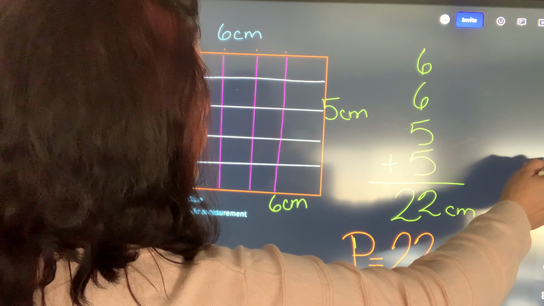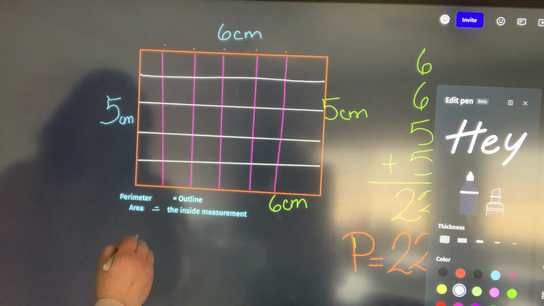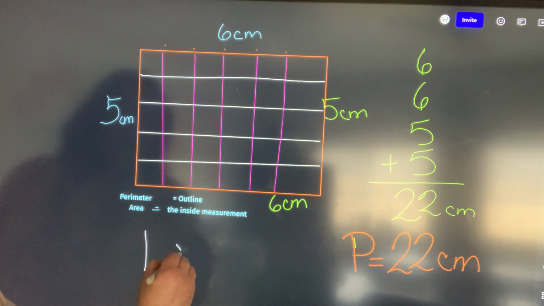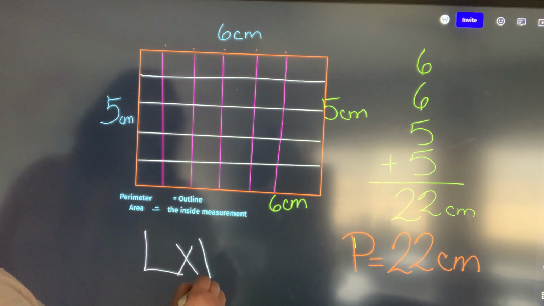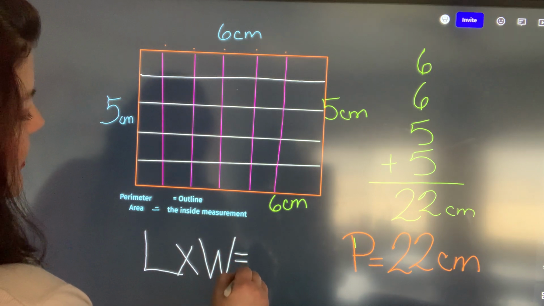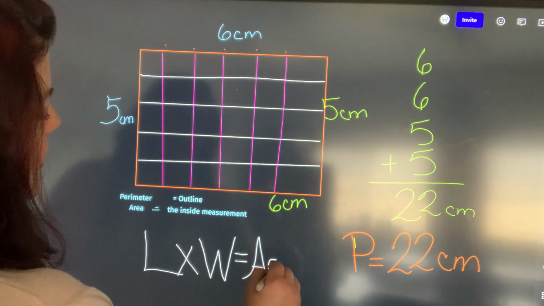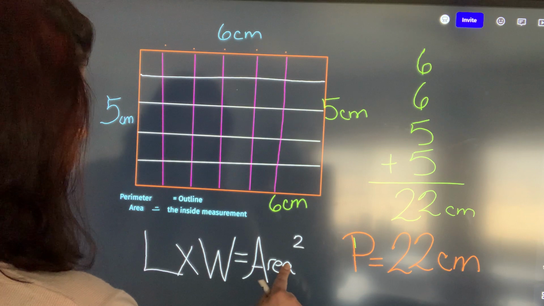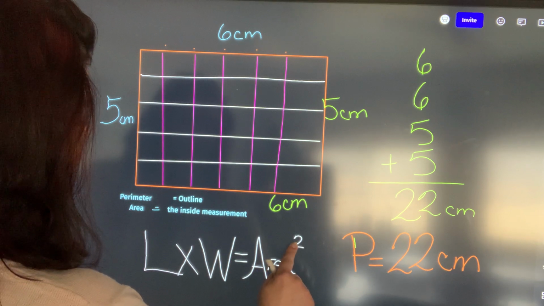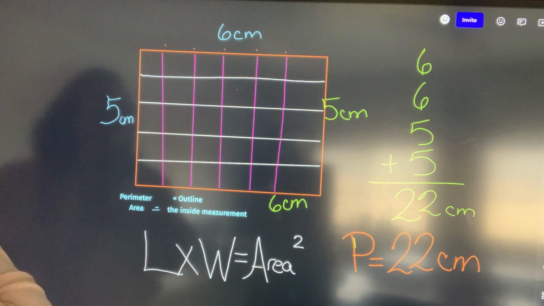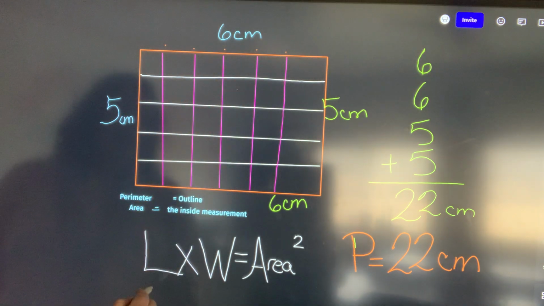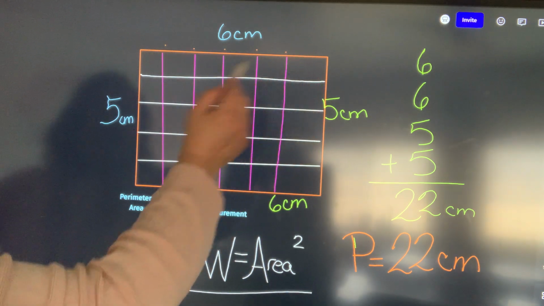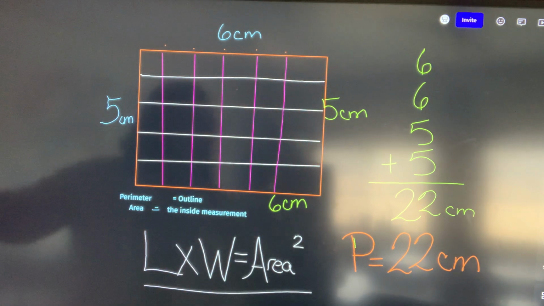And it says that to calculate area, you do the length times the width, and that equals the area squared. No? Okay. But instead of counting all of this, we're going to go ahead and use this formula. And it says, let's multiply the length times the width. Let's see if that works.